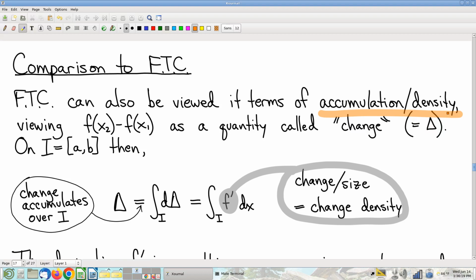So let's walk through it. The accumulating quantity is what I call change. If you give me an interval, let me draw a little picture here.